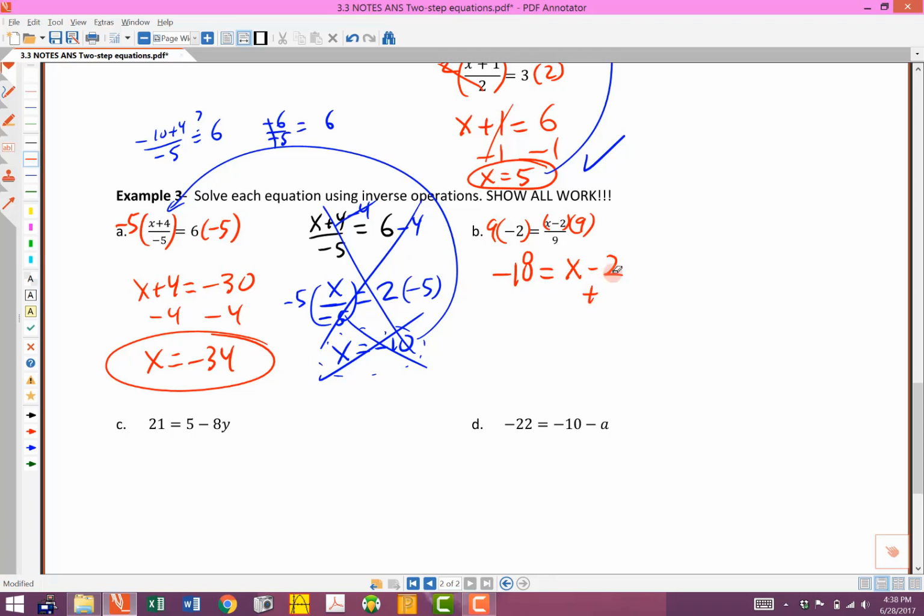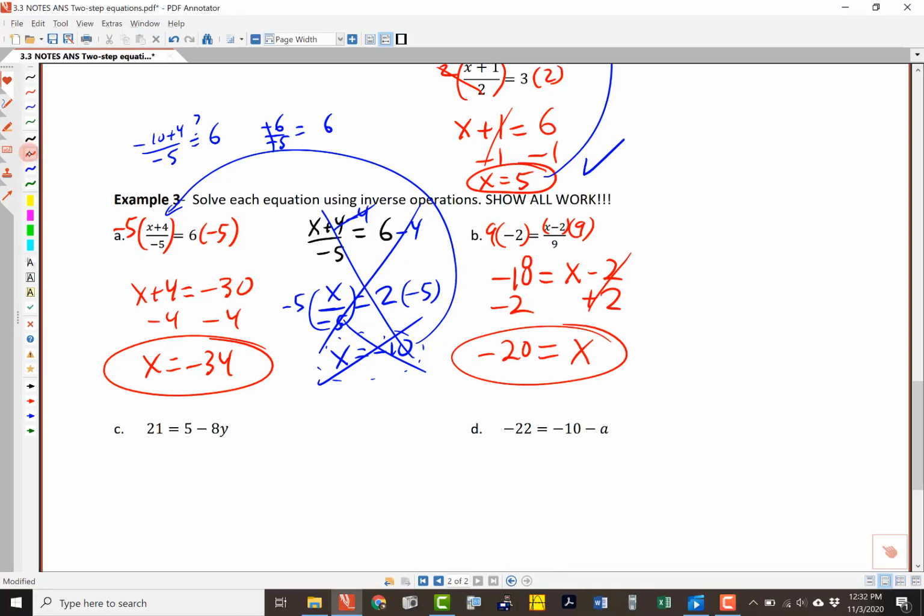Then we're going to add 2 to both sides to undo subtracting 2. Those cancel to be 0. So we get x over on this side, and then we've got negative 18 minus 2. That's going to be negative 20. Did you catch my mistake? I made a mistake right here. Just a little sign error. I put a minus 2 right here when I should have put a plus 2. So I'm going to go ahead and put a plus right there.